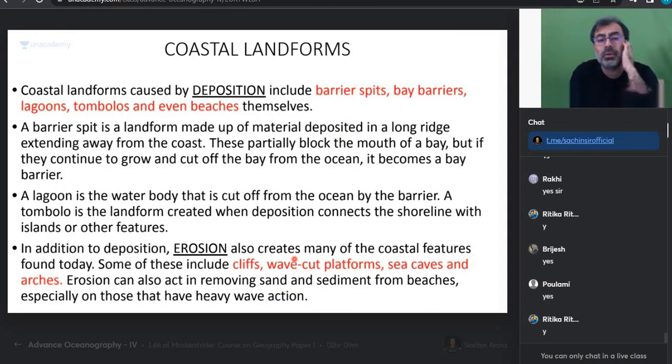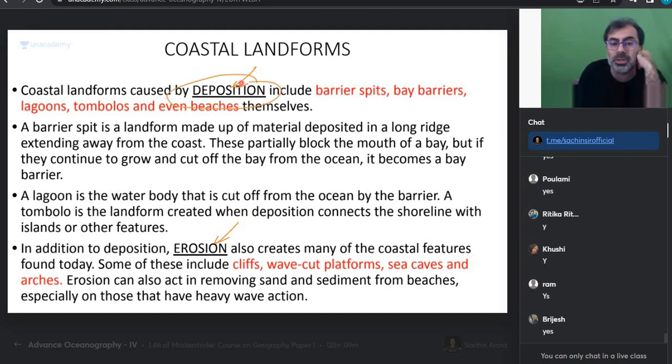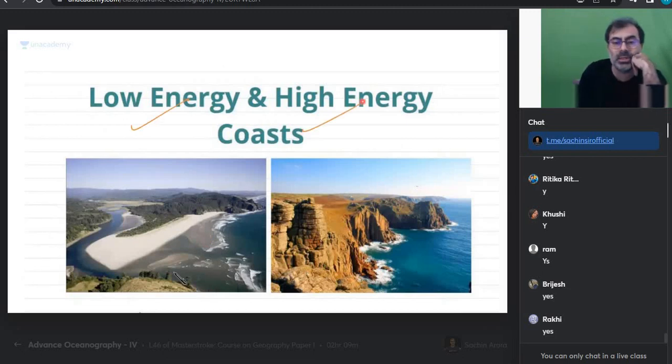Coastal landforms of deposition and erosion, have we done that? Have we drawn these also? Everyone had submitted it. Low energy coast, high energy coast. When there is more deposition, low energy. When there is more erosion, high energy. Can you see low energy, high energy coast?